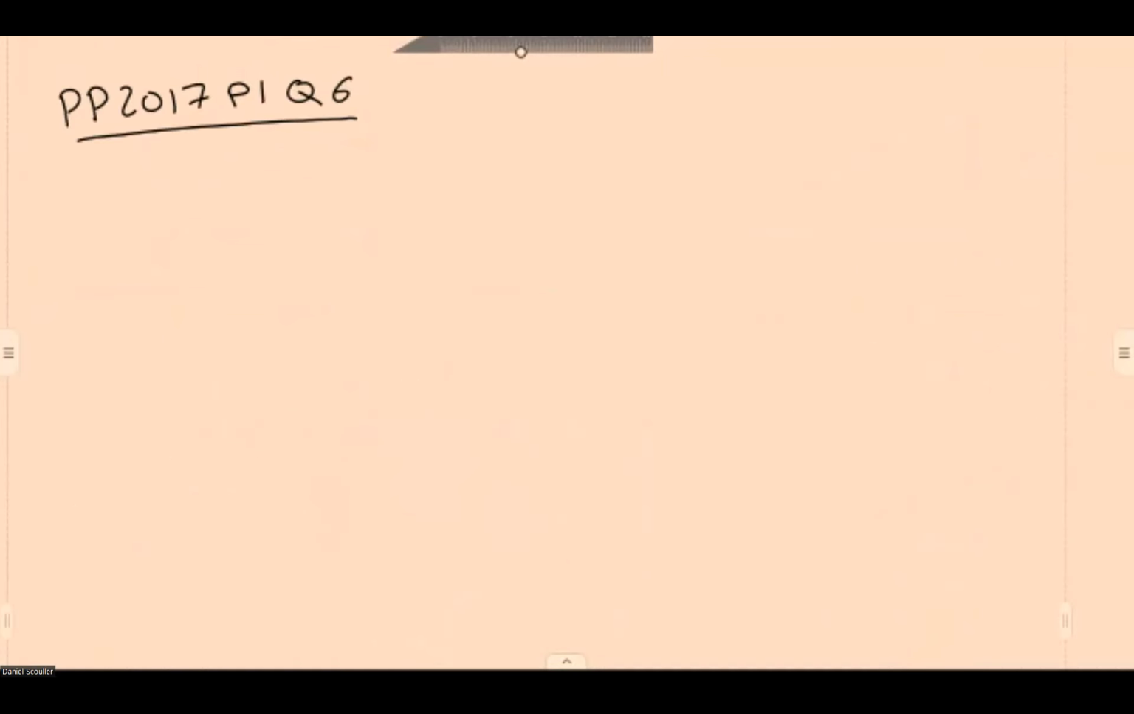Nice one. Okay, so 2017 paper 1, question 6. I think that's one of the first straight line worksheets. You're given 2 coordinates. All right, so you're given -1, 6, and you're given 3, -2.